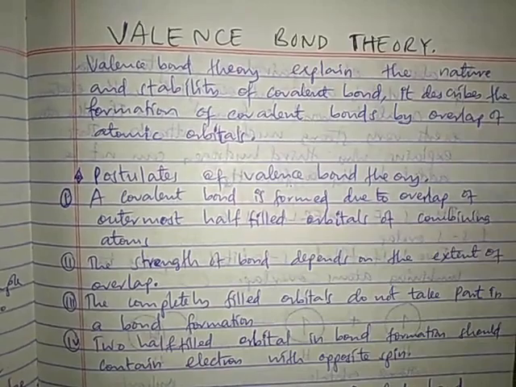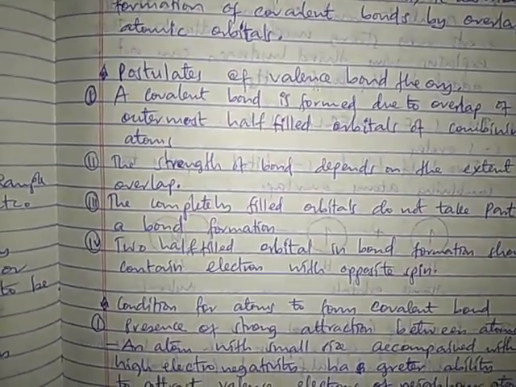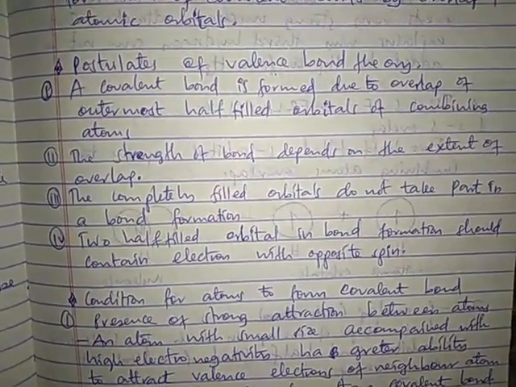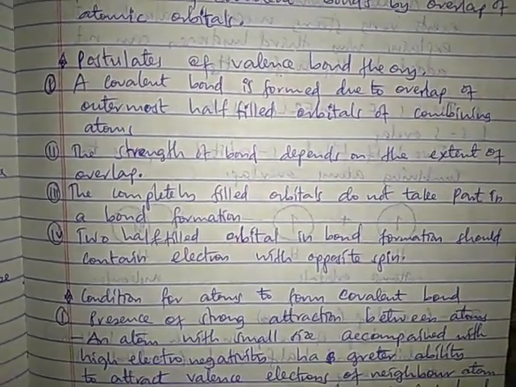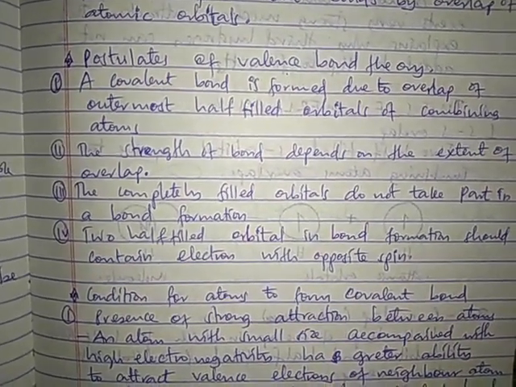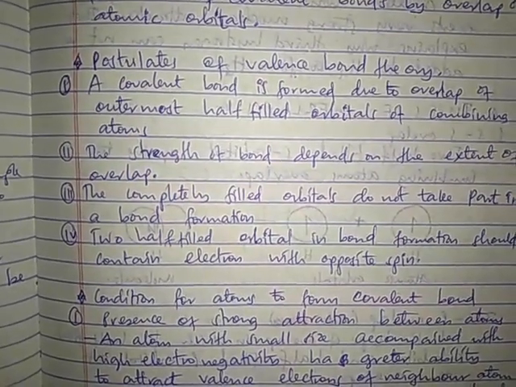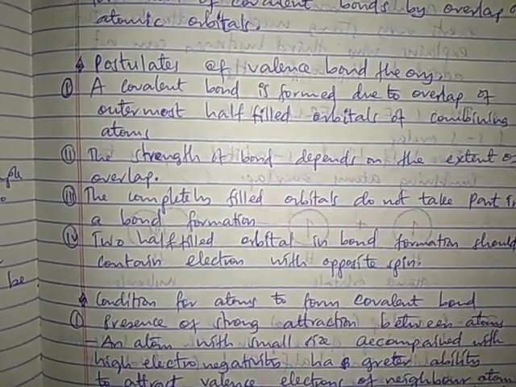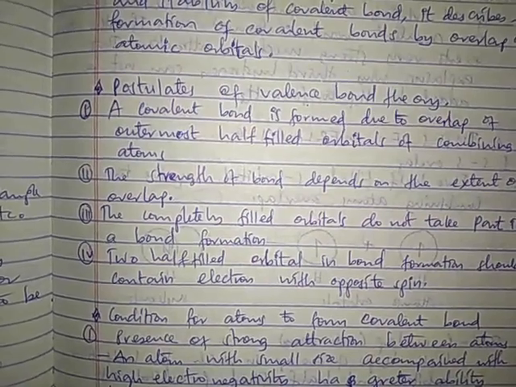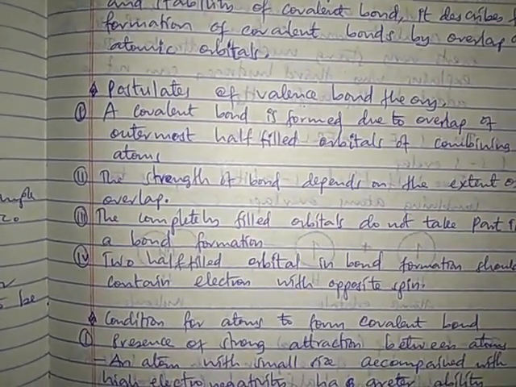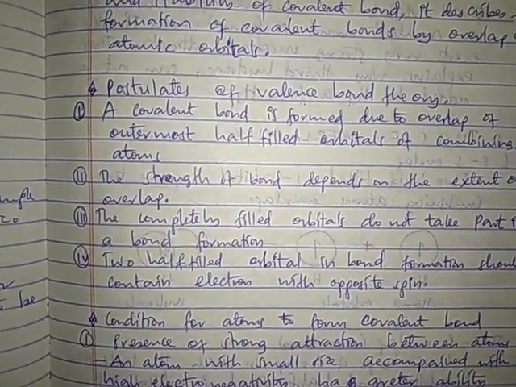It describes the formation of covalent bonds by overlap of atomic orbitals. So here we have some of the postulates of the valence bond theory. In the valence bond theory generally we are talking about the overlapping of atomic orbitals. First, covalent bond is formed due to overlap of outermost half-filled orbitals of combining atoms. This is the first postulate of the valence bond theory. So it explains about the formation of covalent bonds. That's why we say covalent bonds, they are formed by the overlap of the outermost half-filled orbitals of combining atoms.